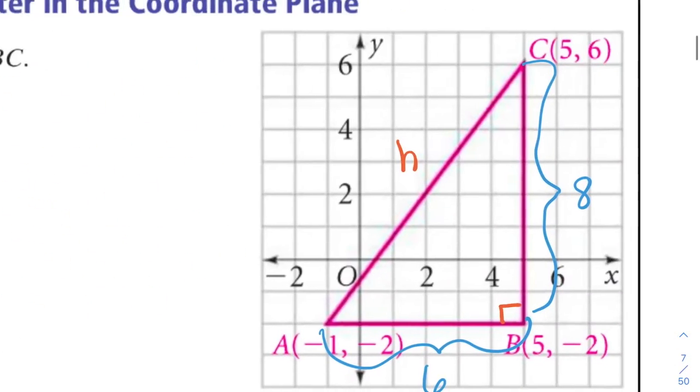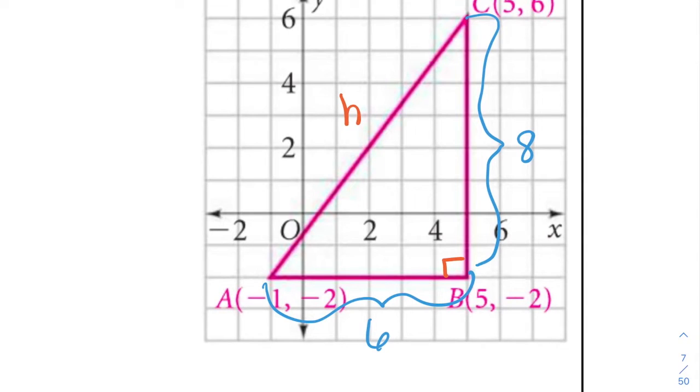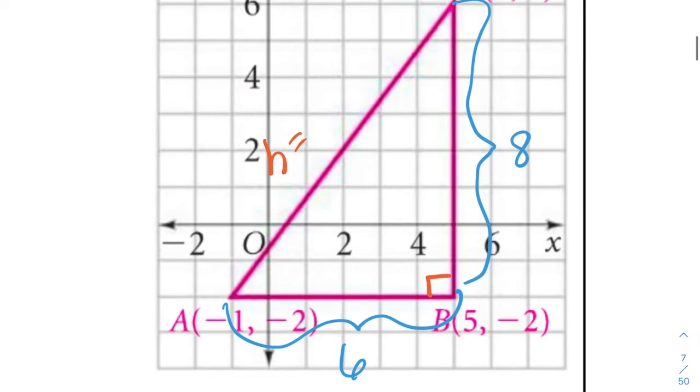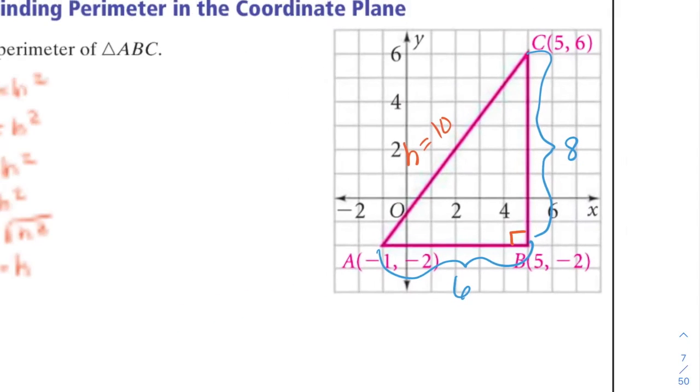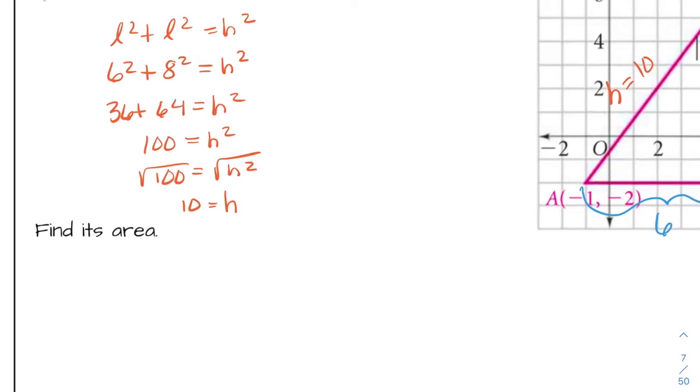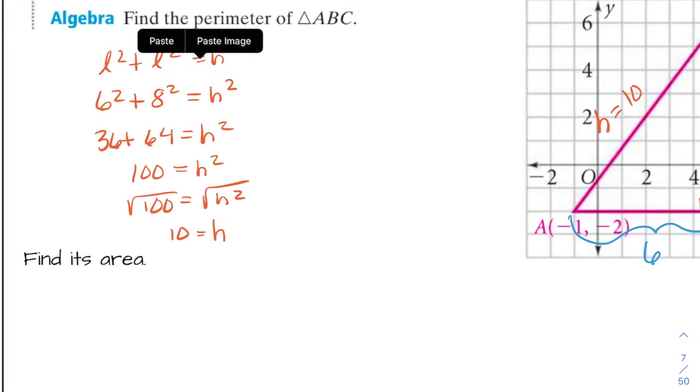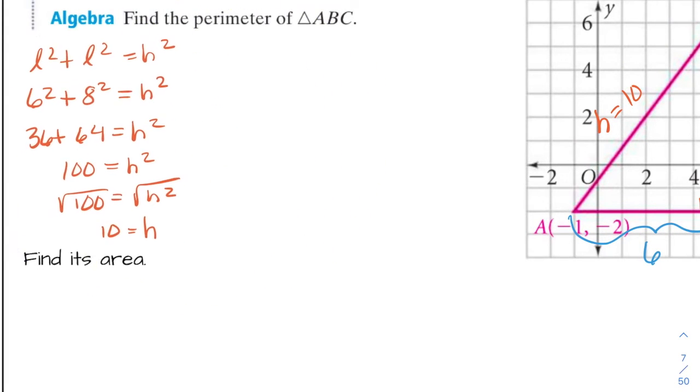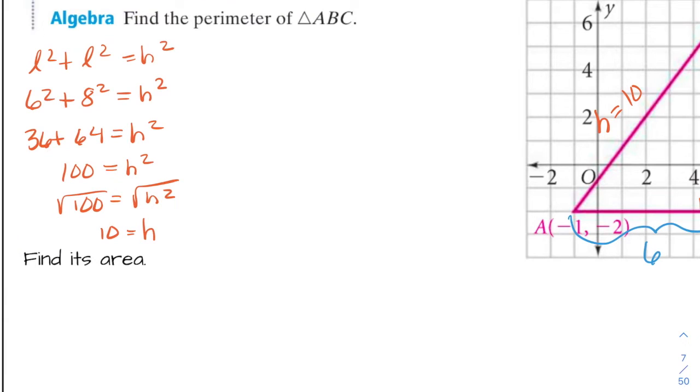So if you noticed, it's a 3, 4, 5 triangle, right? It's a Pythagorean triple. 3, 4, 5, 6, 8, 10, 9, 12, 15, any multiple. Take 3, 4, and 5 and multiply it by any number, and you get a Pythagorean triple. So now we need to find the perimeter. We did all that legwork here, and I'm going to now do the perimeter.